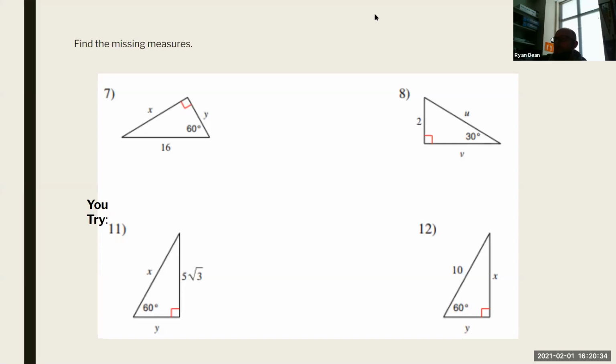That concludes it for this unit. By now you should be able to solve for special right triangles using the 45-45-90 rule, and then the 30-60-90 rule. Next up, we will be taking a look at trig ratios.